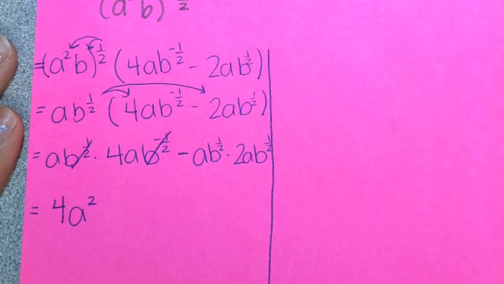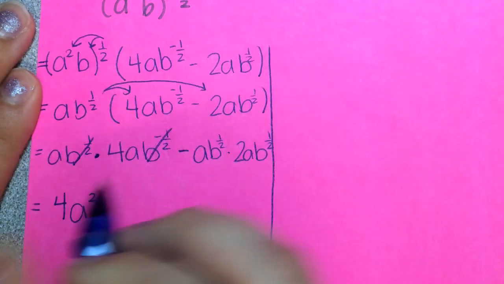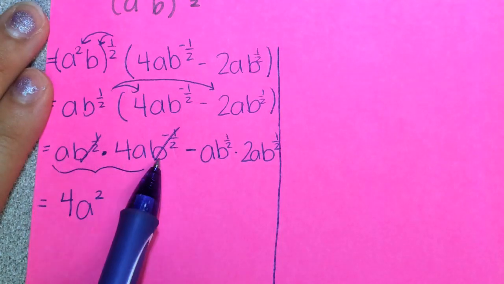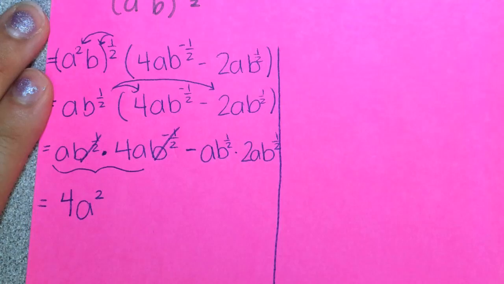That makes sense? What are you confused about? What I did? No, right here I just distributed. Now I'm just multiplying these. So I'm multiplying this one right here. And when you multiply, remember you add the exponents. So that's how I got this. And then I added those and I got 0, so they cancel.